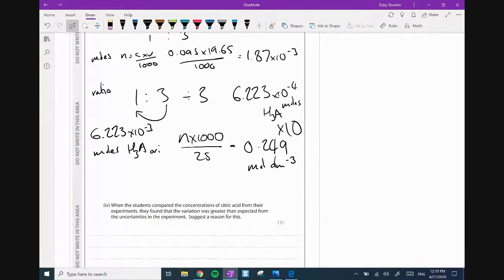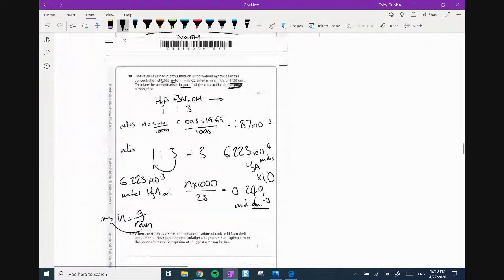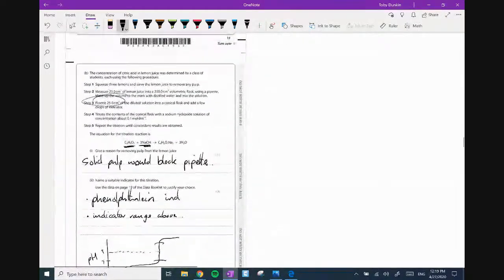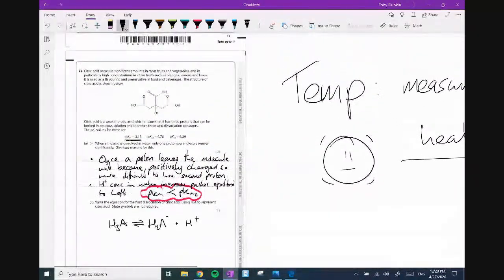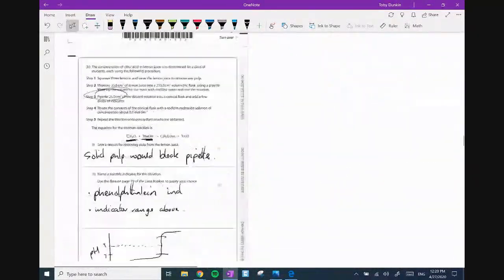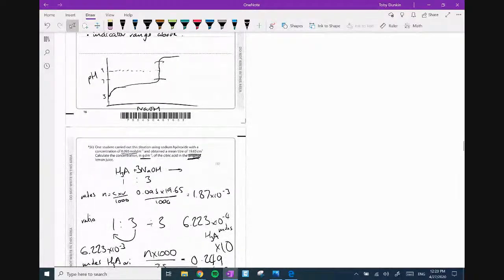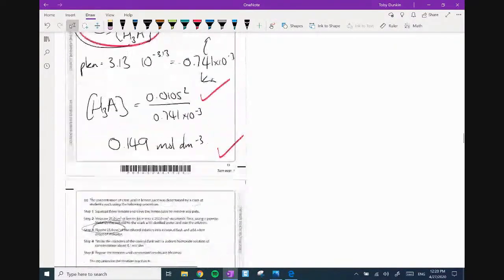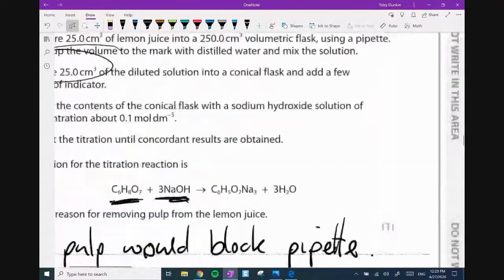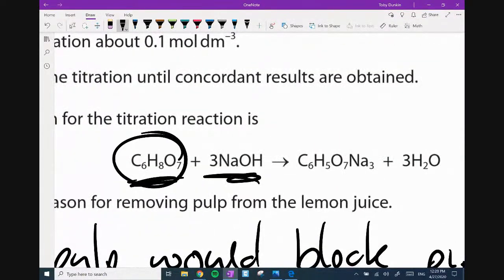Right, now I need to get the grams per dm cubed. Number of moles is grams over Mr. The dm cubed isn't changing, I just need to make moles into grams. So moles to grams, I need to multiply by the Mr. Have they given us the molecular mass of citric acid? No, they haven't. So they're actually wanting us to do that? Wow, all right, fine. So I now need to work out the relative molecular mass of citric acid. There's the formula. Easier to deal with that one, isn't it, folks?